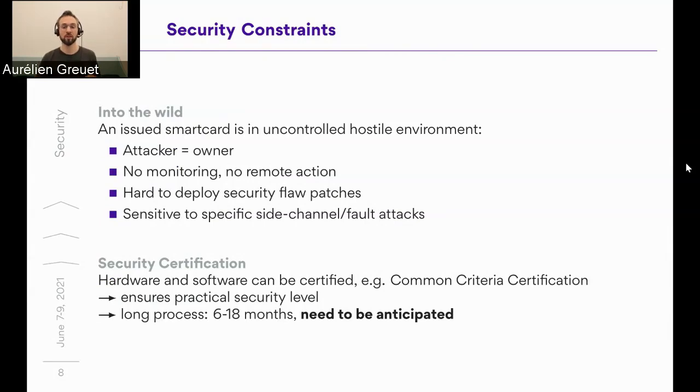So to ensure a certain security level in practice, both hardware and software can be certified after evaluation by an independent lab. But this is a very long process that takes up to 18 months for the highest level. Then our development must be anticipated, and that's why we are trying to deploy post-quantum crypto right now, because there is basically an 18 months delay between the end of the development of a crypto library and the moment we can embed it into a real-life product.